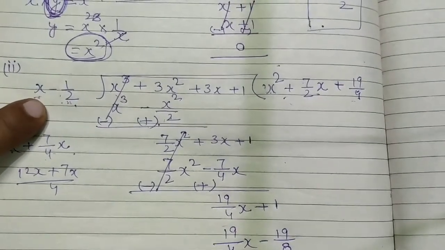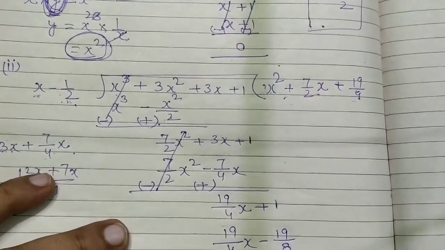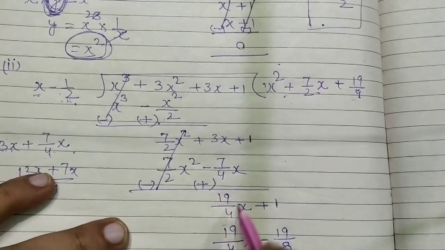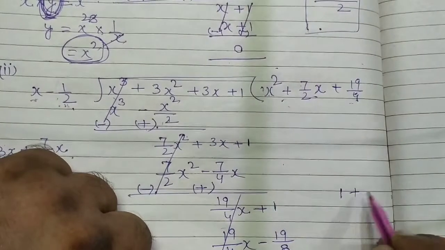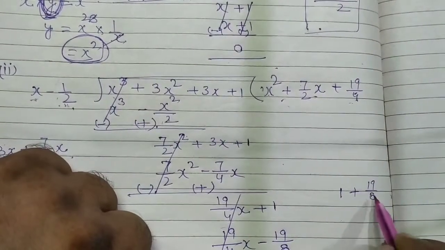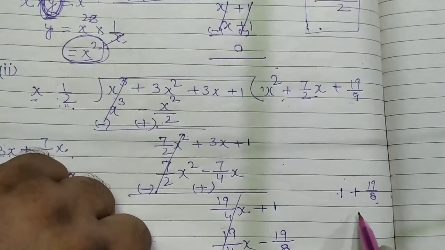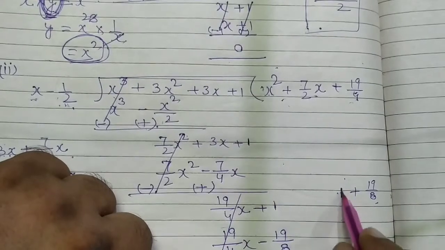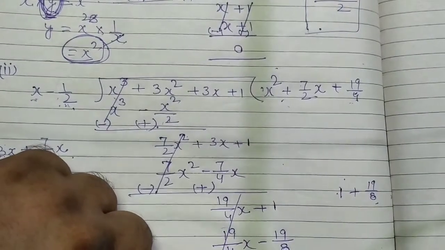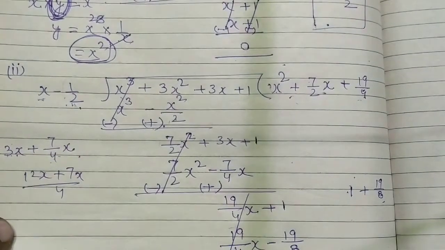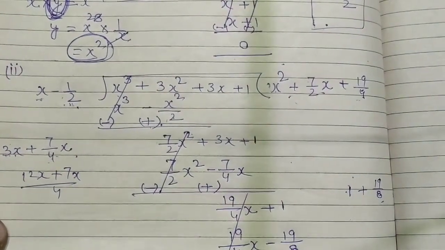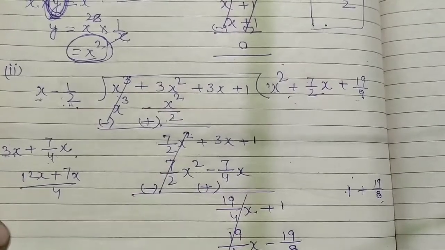Okay, now let's draw a line here and change the signs of both of them. This will be cancelled and this will be what? See, 1 plus 19 upon 8. So this will be multiplied and go above, so 1 times 8 is 8. 8 plus 19, it's 27 upon 8. So this is the remainder here. I hope you got this. Now you need to write that. Therefore, the remainder is 27 upon 8, right?